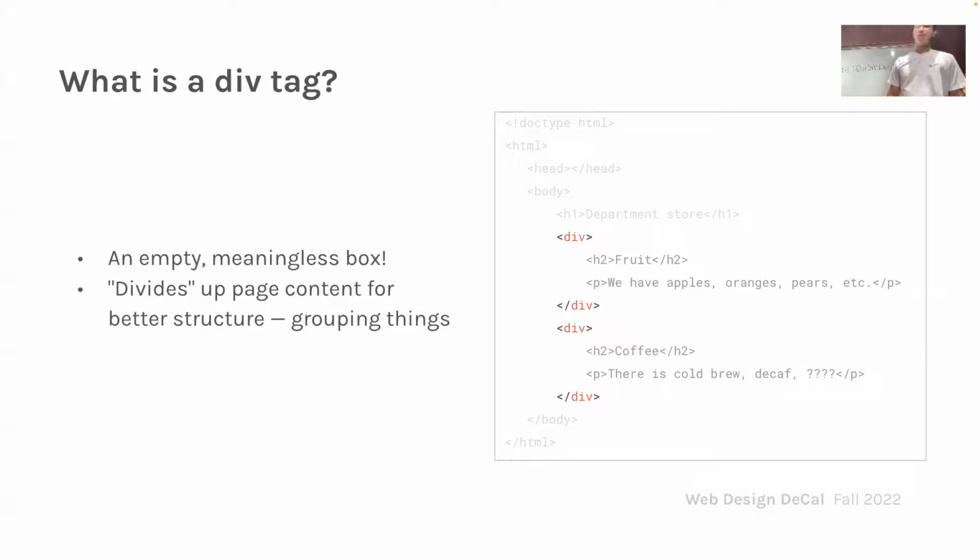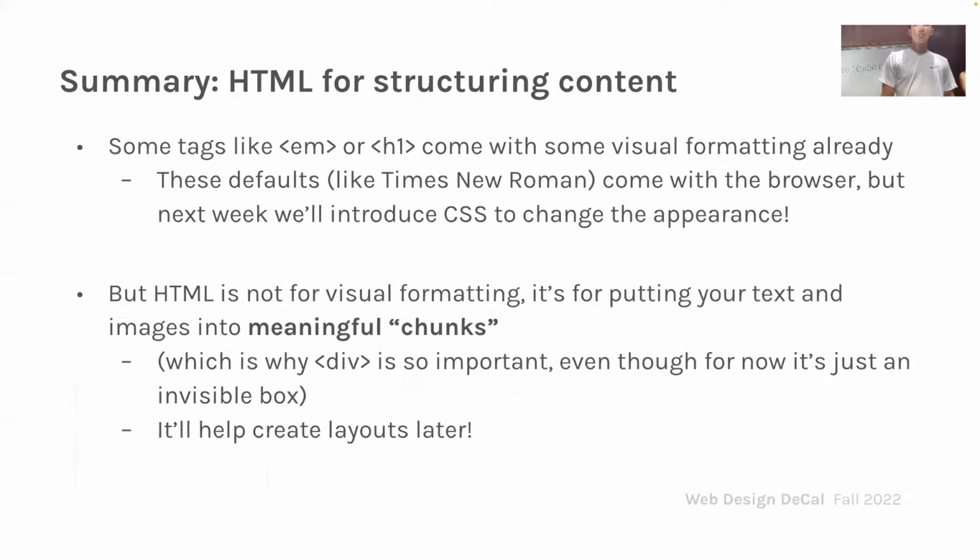So for example, if you want to have a fruit section of the page and a coffee section of the page, you put one div for the fruit and one div for the coffee. And afterwards, when we get into CSS class names and IDs, when we add class names and IDs to those divs, then you'll be able to style them with CSS. But that's in the future. Just know that divs are going to be really useful.